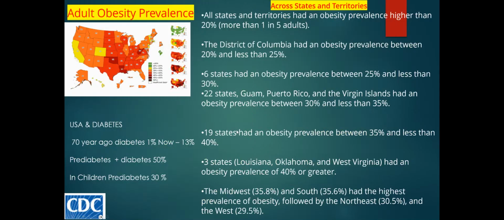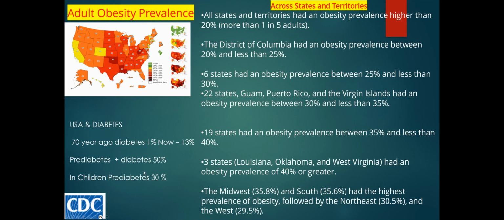So when it comes to obesity prevalence, in all states there is increased prevalence when compared to before. And obviously, in the southern states, it's more than 40%. The prevalence is so dramatic that when compared to 70 years ago, the diabetes rate was 1%, and now it is 13%. And when compared to the past, now pre-diabetes and diabetes combined is 50%, and even in children it is 30%.